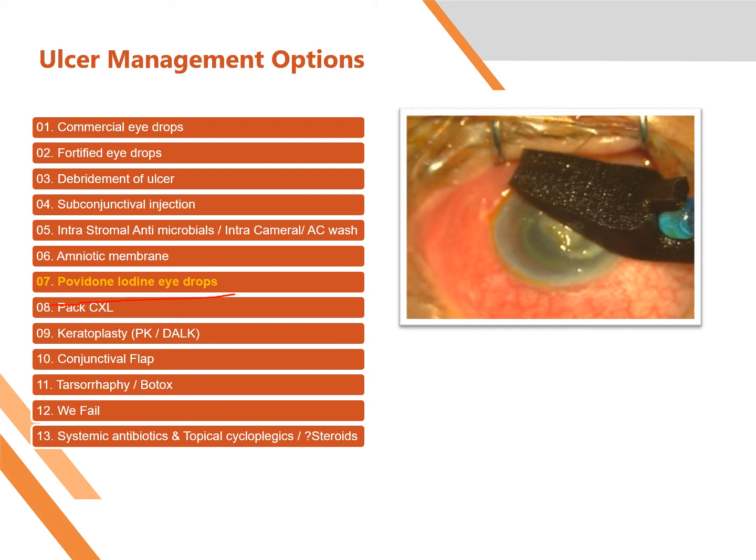Then another option is povidone iodine eye drops. You soak the sponge with the povidone iodine 5% and put it onto the ulcer for 5 minutes, and that kills most of the surface fungi or the bacteria, because povidone iodine kills almost every bacteria or fungus.